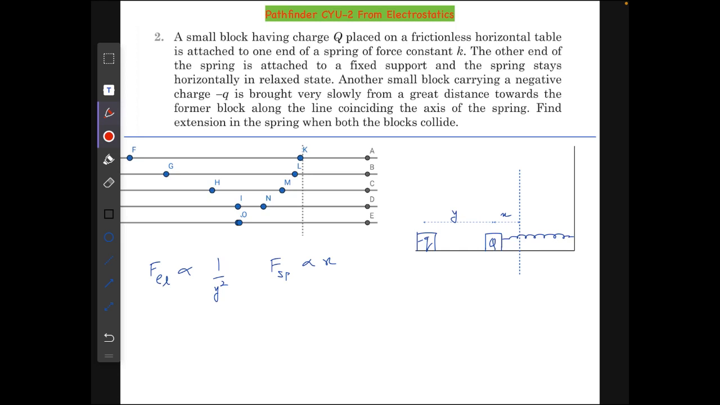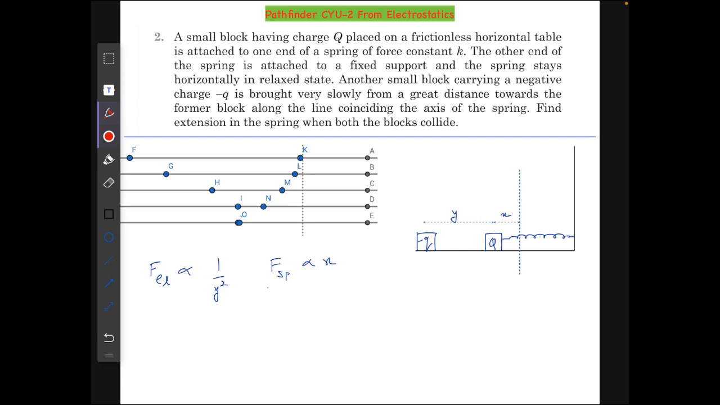The other end of the spring is attached to a fixed support and the spring stays horizontally in a relaxed state. Another small block carrying a negative charge minus Q is brought very slowly from a great distance towards the former block along the line coinciding with the axis of the spring. Find the extension in the spring when both the blocks collide.